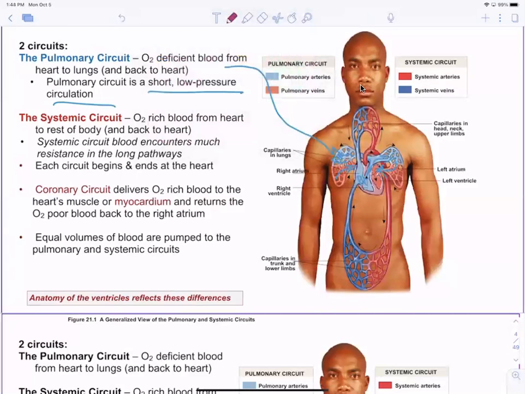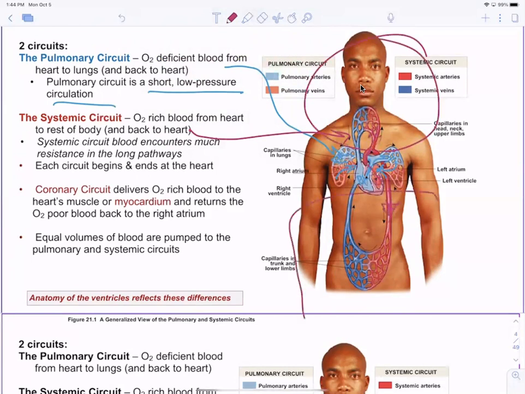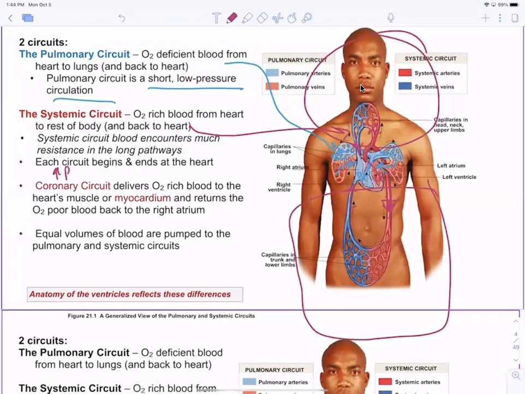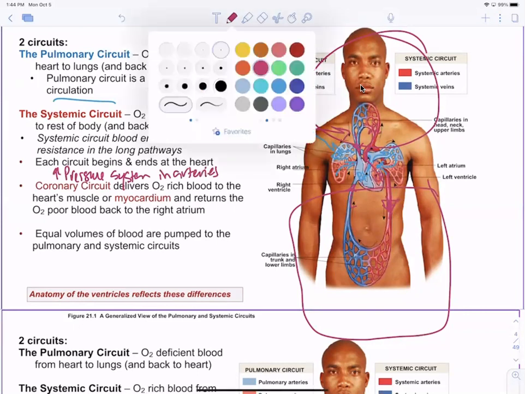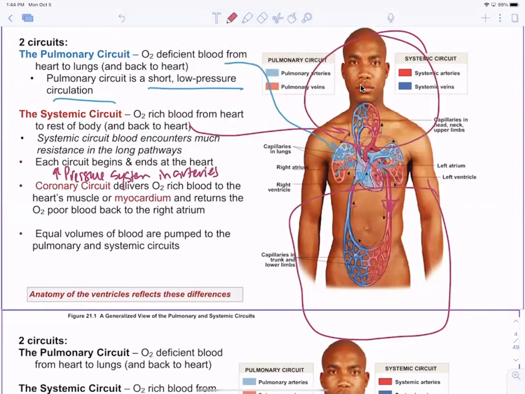But when it comes to the systemic circuit, right, coming from the left side, it's got to go up and service this whole area, and it has to go down, right, and service everything down here and make it back to the heart. And so it's going to be a high pressure system in arteries. Veins become a low pressure system, but there is going to be a lot of pressure. The pressure is going to be the highest here, right next to the heart in the aorta.